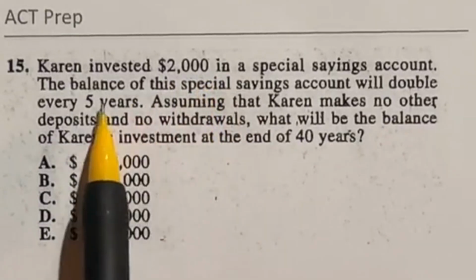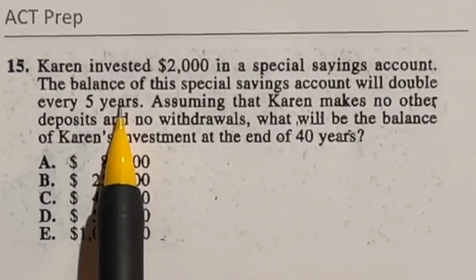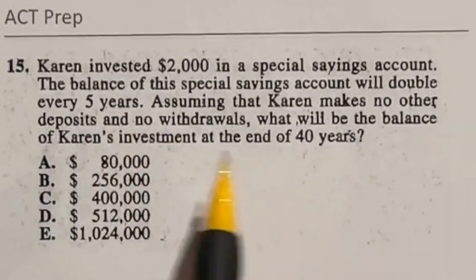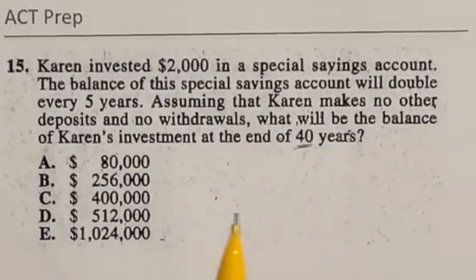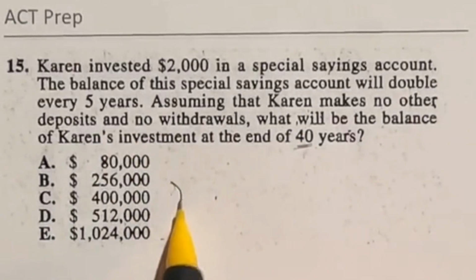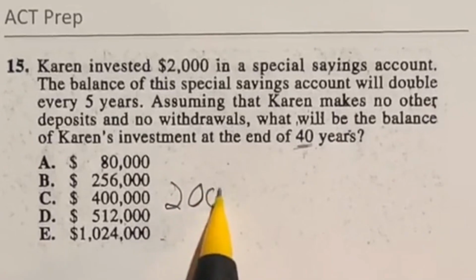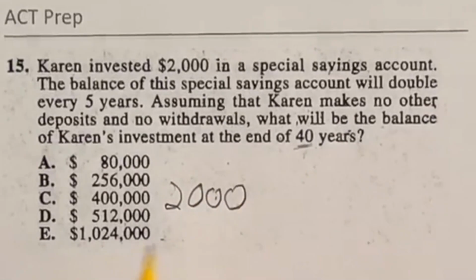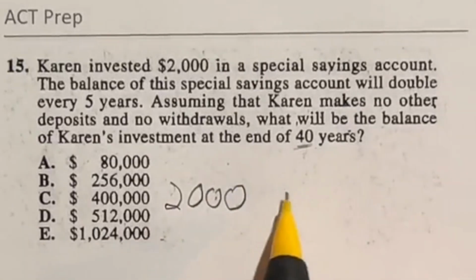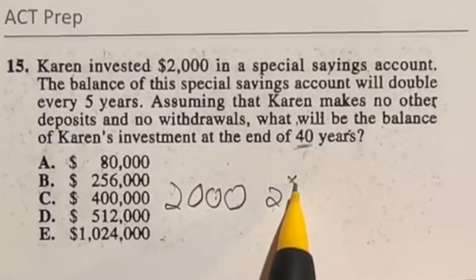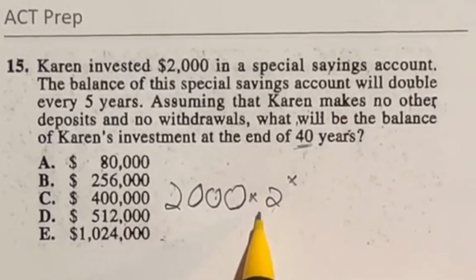And every 5 years, it's going to double, meaning multiplying it by 2. Now it says after 40 years, how much will there be? Well, that means that we're going to be taking this 2,000, and then we're going to be multiplying it by 2 every time we hit 5 years. The way I'm going to do that is 2 raised to the x power for however many times we hit 5 years. So we're going to be multiplying those together.